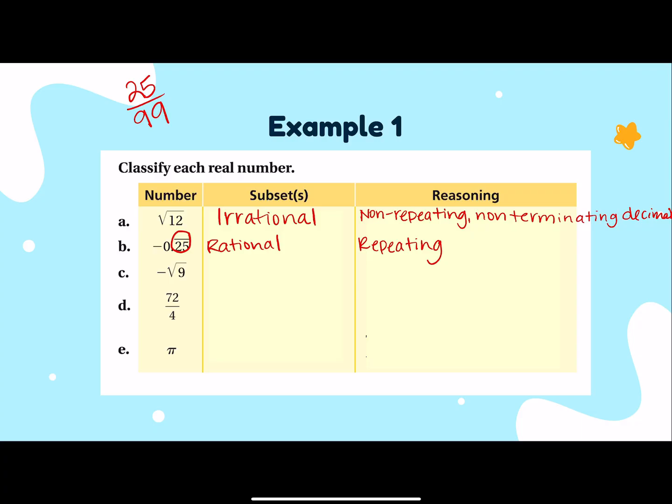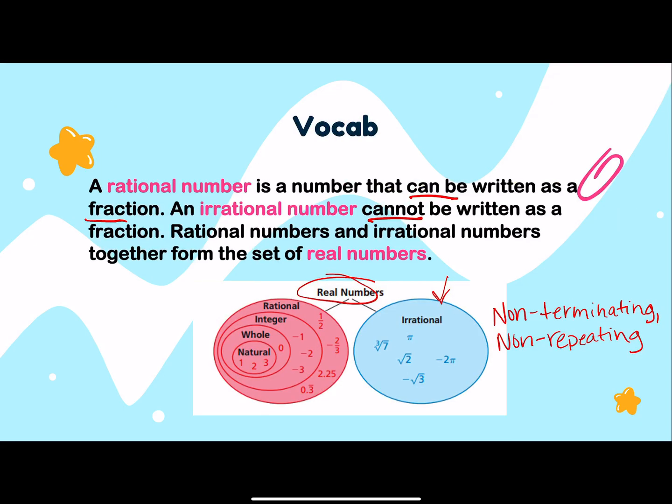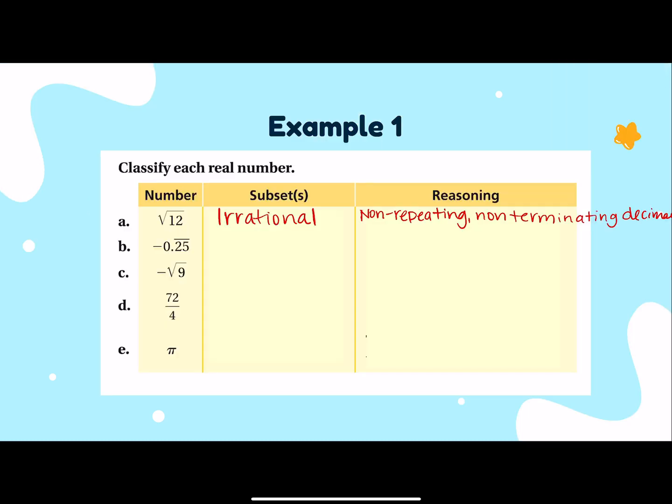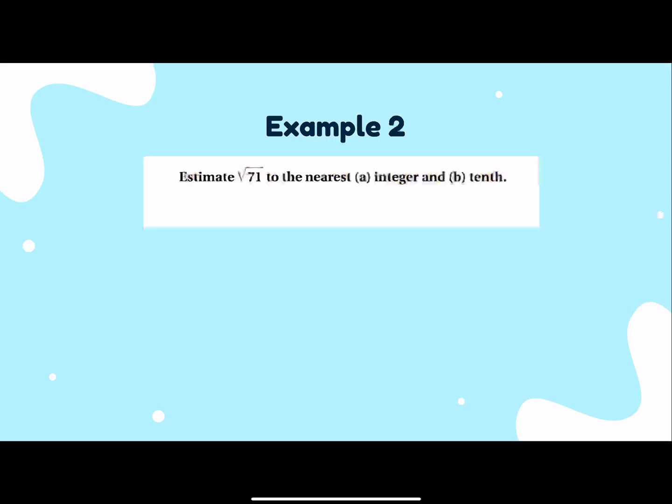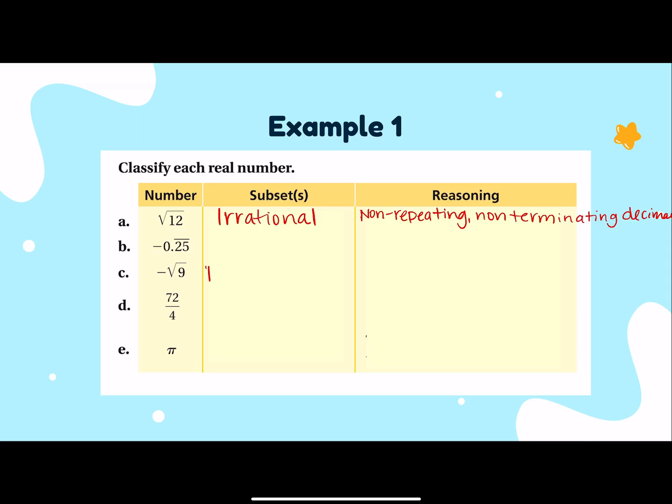All right, I have the negative square root of 9. If I type that into my calculator, I get negative 3. And looking back here, our negative numbers come in our integer spot. So it's a rational number. Well, I don't know where my writing went on B. But it's also an integer. Okay? Why? Because it's a negative whole number.